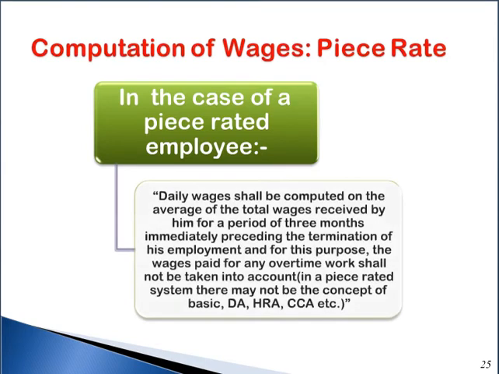It states that in case of a piece rated employee, the daily wages shall be computed on the average of total wages received by him for a period of 3 months immediately preceding the termination of his employment, and for this purpose the wages paid for any overtime work shall not be taken into account. In a piece rated system, there may not be the concept of basic, DA, house rent allowance, city compensatory allowance, etc. So this separate definition is there.